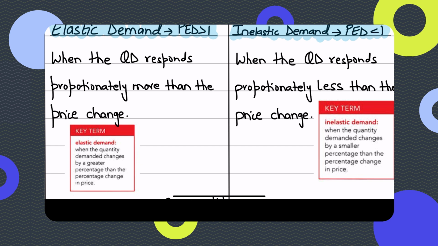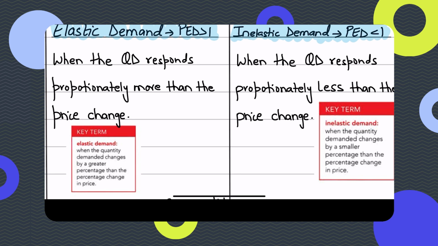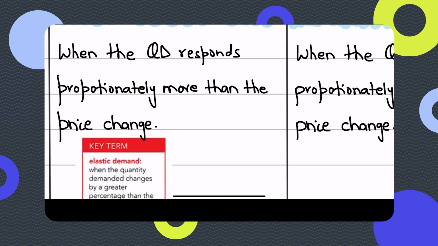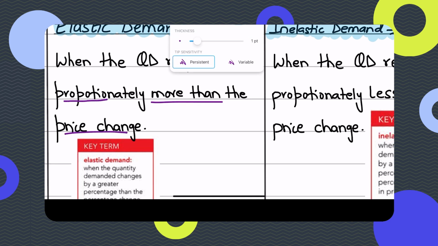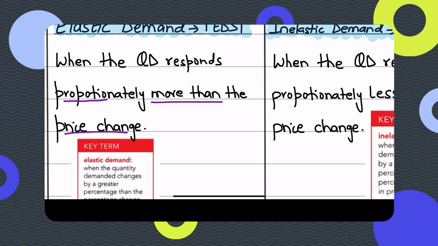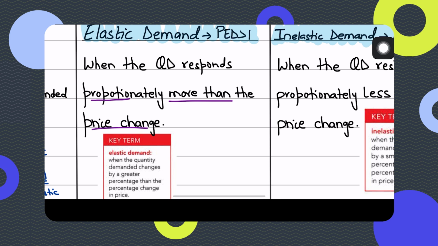I taught you guys that when the PED value is greater than 1, it is elastic. Now, what do you mean by it? When you talk about elastic demand, it means that the quantity demanded responds proportionately more than the price change. You can write proportionately more, or comparatively more, or even relatively more than the price change.